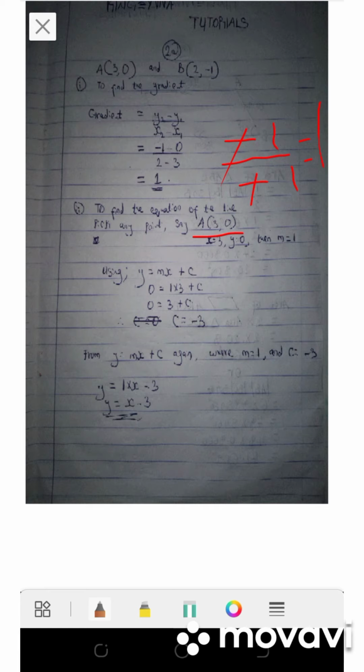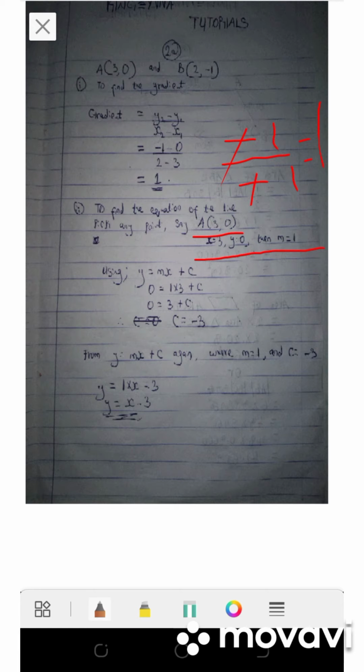But don't forget that your slope is still equal to 1, which we found here. That's the slope. The M, the gradient, is equal to 1. So when X is equal to 3, Y equal to 0, M equal to 1. Applying the formula that says Y equal to MX plus C. That's how to find the line equation.